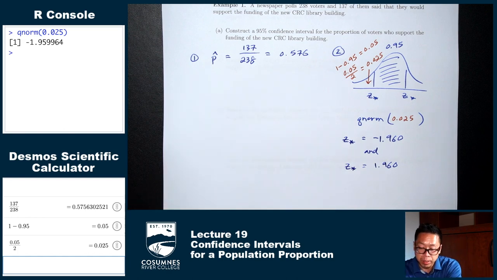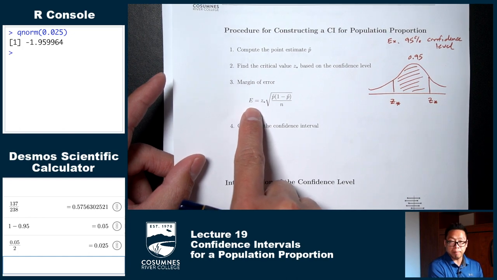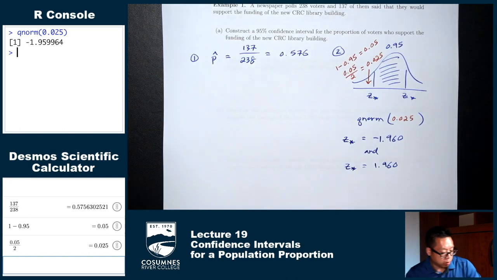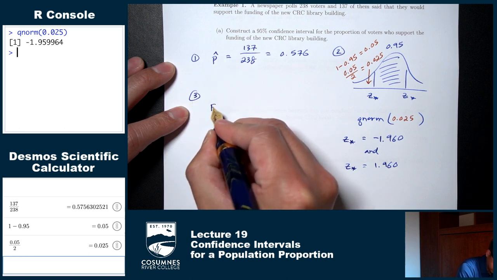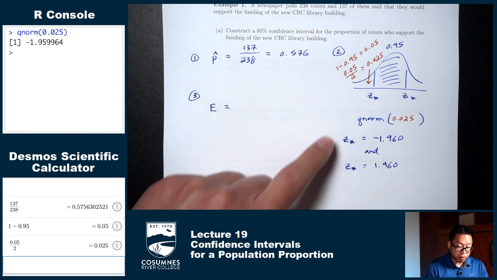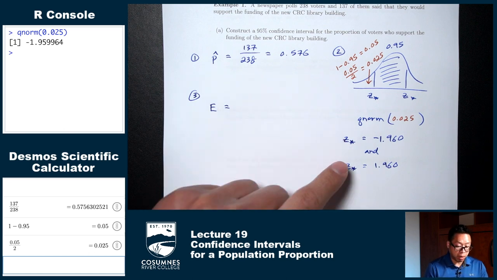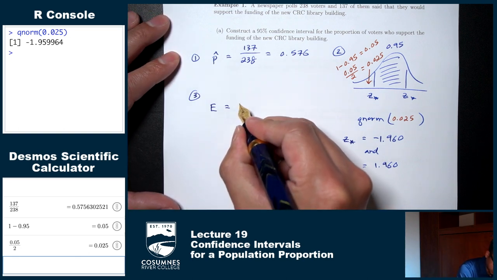The next step would be to find a margin of error using this formula for E. So step three, we're going to find the margin of error. Formula says Z star. I have two Z stars here. I always use the positive one. So use the positive one, positive 1.960.